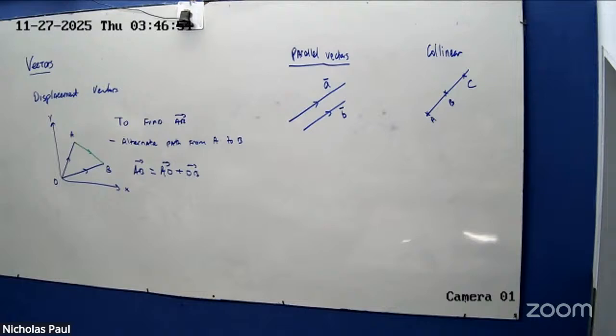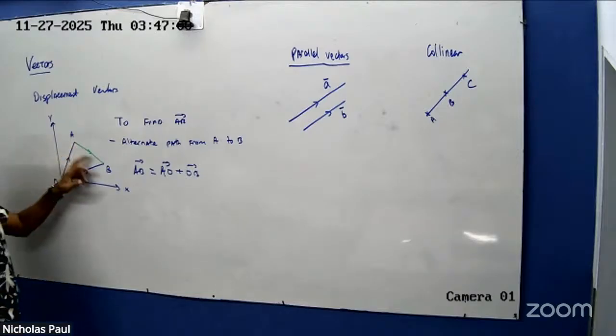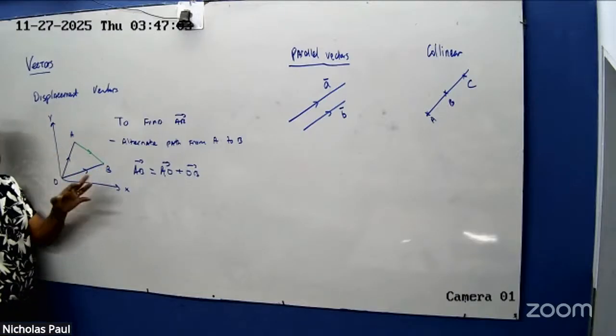Right, so again, if there is no line between the vectors, you draw a line. So you see what initially I had, no line between A and B. You draw a line and then find the alternate path.